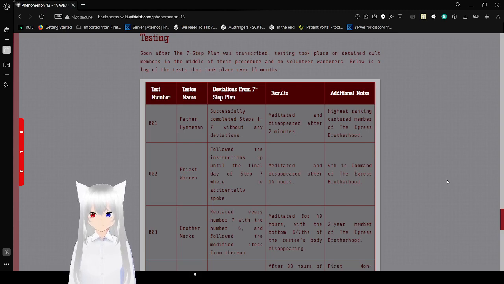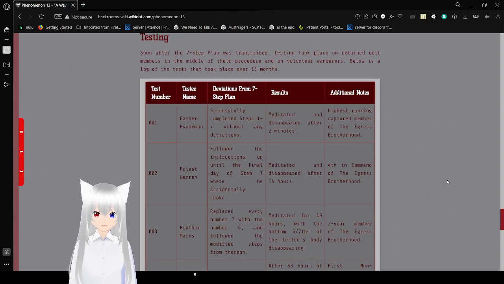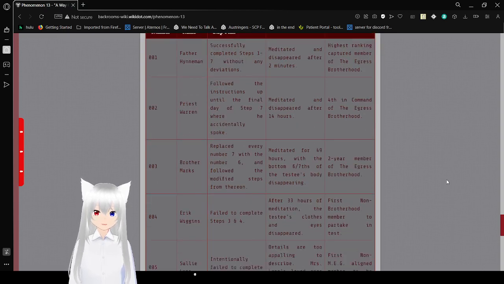Test number 1. Testee name, Father Hinneman. The deviations from 7-step plan: successfully completed steps 1 to 7 without any deviations. Results: meditated and disappeared after 2 minutes. Additional notes: highest ranking captured member of the Egress Brotherhood.